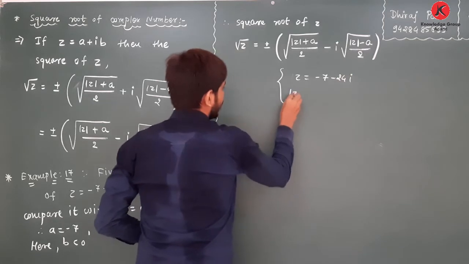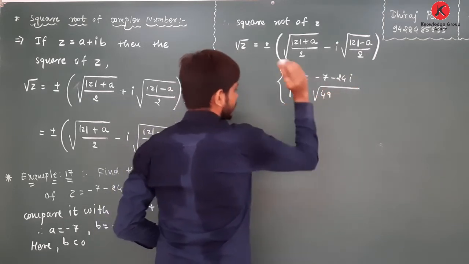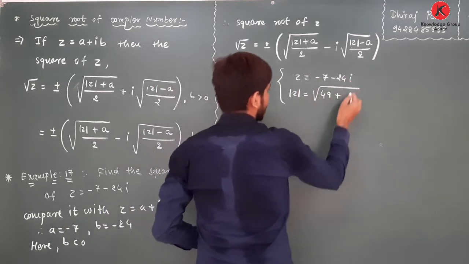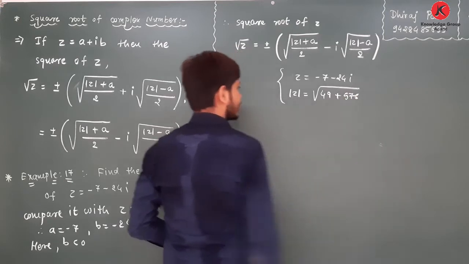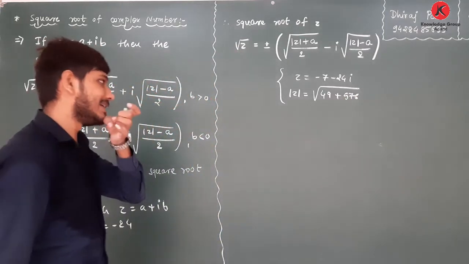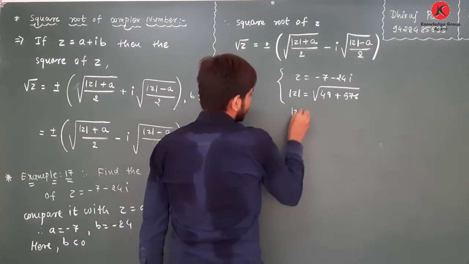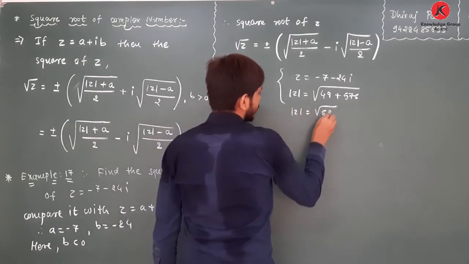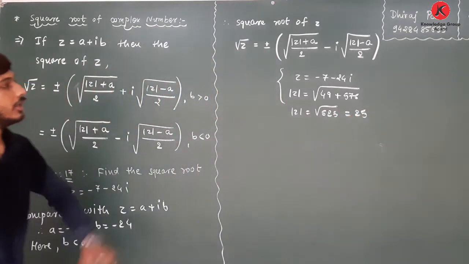z is given here as -7 -24i. The modulus of z equals under root of (-7) square, 49, plus (-24) square, 576. Clear. Therefore we are getting modulus of z equals under root of 625, which will become 25.